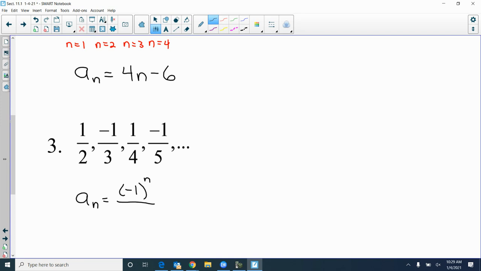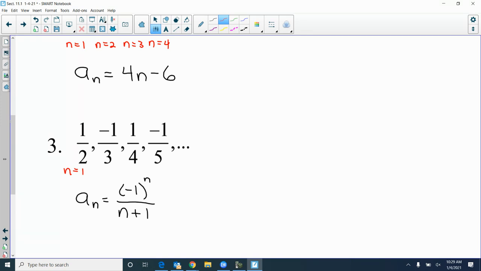What can I put in the denominator? What's the only thing it's doing? It's starting at 2, then going to 3, then going to 4, then going to 5. N plus 1. Okay. Now remember, n equals 1 for this first one. So when I plug in 1, I got to get back 1/2. Well, this actually gives me back what? -1/2?